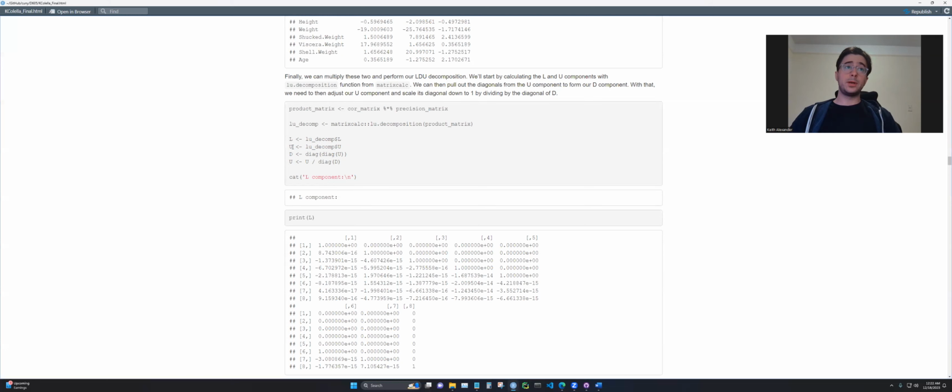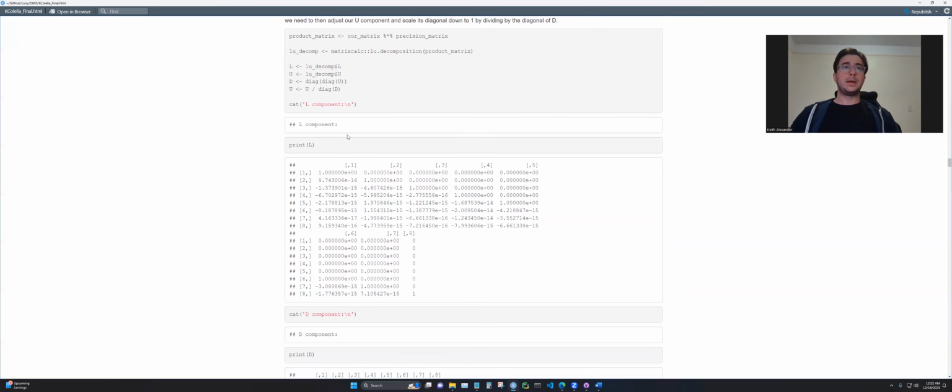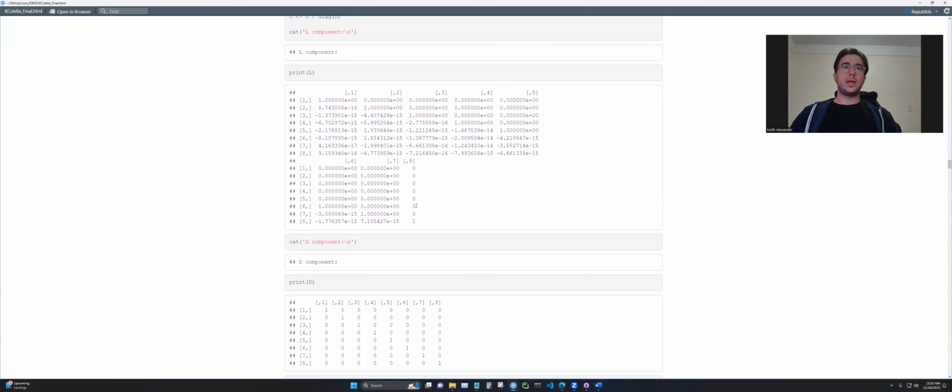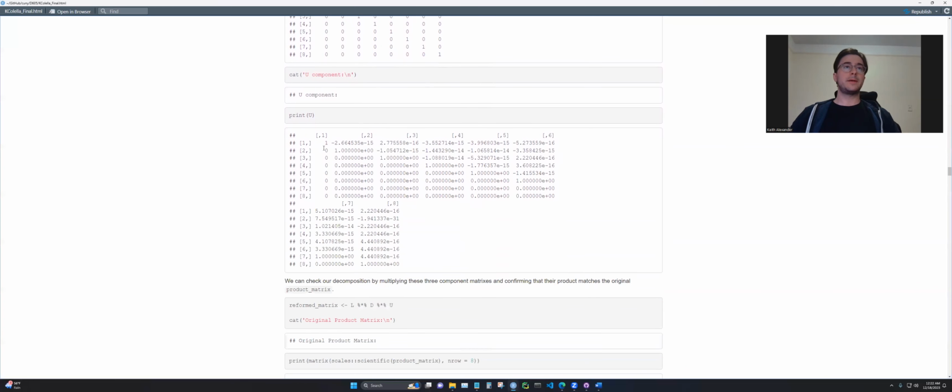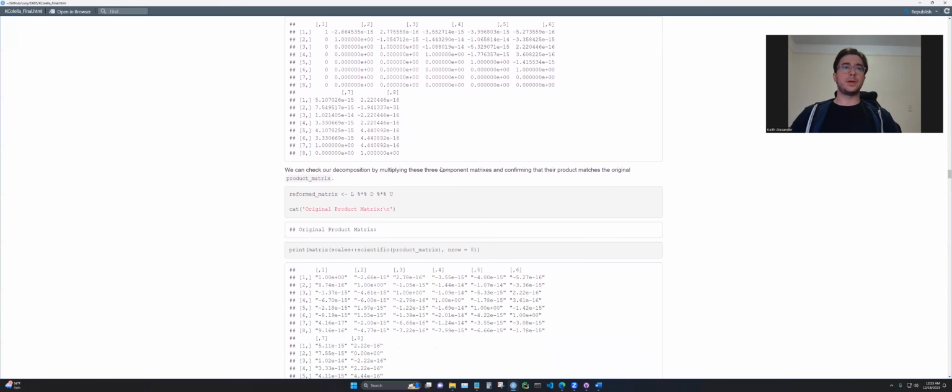We can then take this upper component and single out its diagonal to obtain our D diagonal component for the LDU decomposition. Then we take the diagonal of that D component to adjust the diagonal of the U component. We just divide by that, and that gives us the unit diagonal for the upper component, which is one of the characteristics of this LDU decomposition. So we print all of those out here, and we can see the upper triangle for the L component is zeroed out. The diagonal component actually just turns out to be the identity matrix, which we'll talk about why in just a second. And then in our upper component, the bottom part is zeroed out.